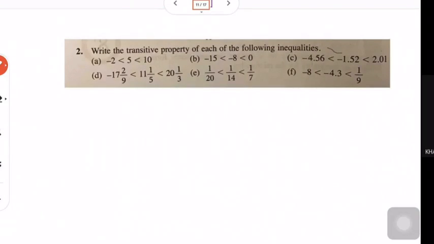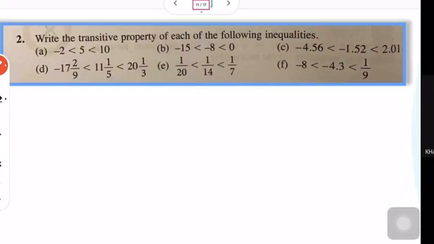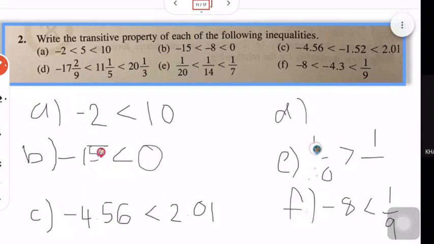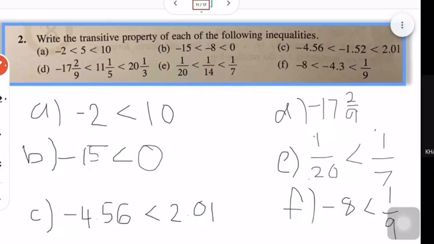Okay, now write the transitive property of each of the following inequalities. Okay, orang lain pula. Cepat. B, okay, B dah ada. A, mana A tadi? Okay. So when we write the transitive, we just write the relation of the two quantities only.